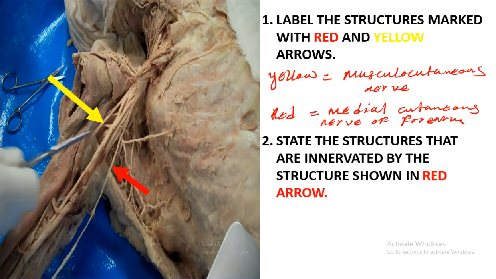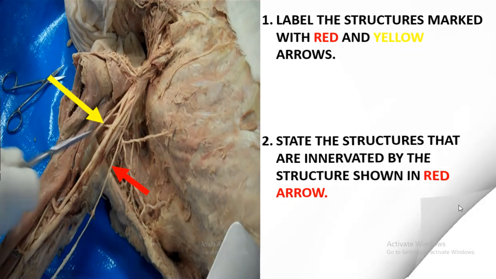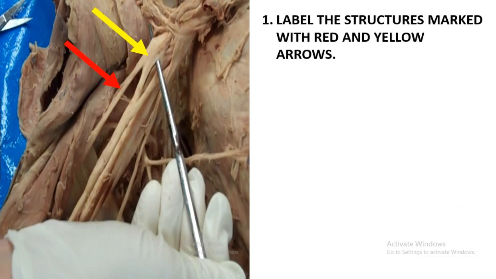Then we have: state the structures that are innervated by the structure shown with a red arrow. So the medial cutaneous nerve of the forearm normally gives sensation to the what? To the medial side of the forearm. It also innervates the skin of the forearm. It normally innervates that region. Okay, let me quickly move on and look at the next one.